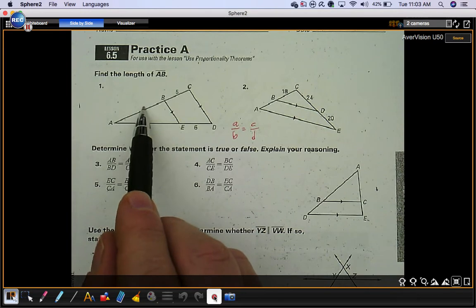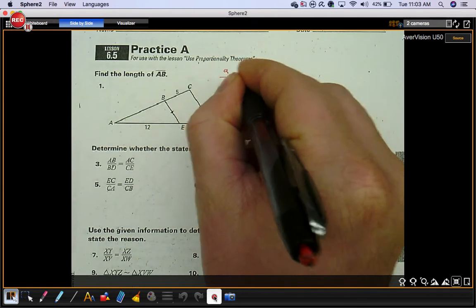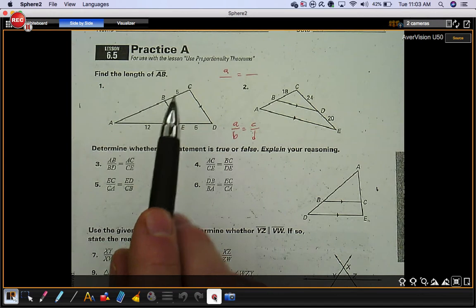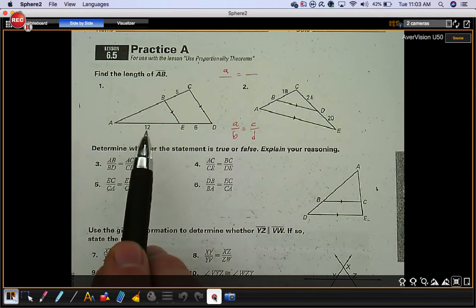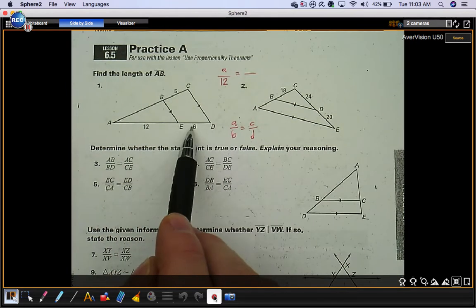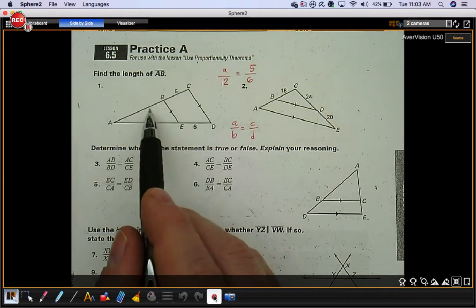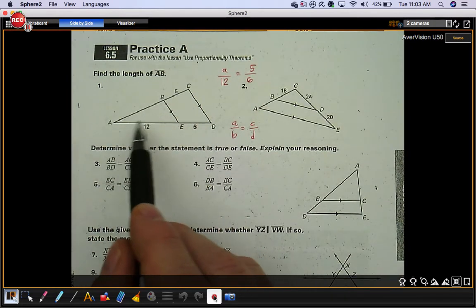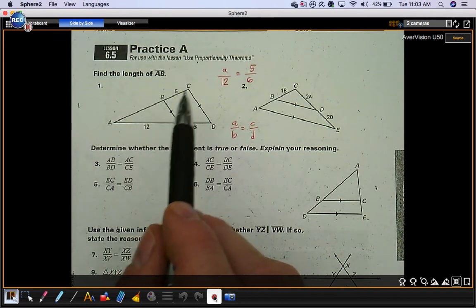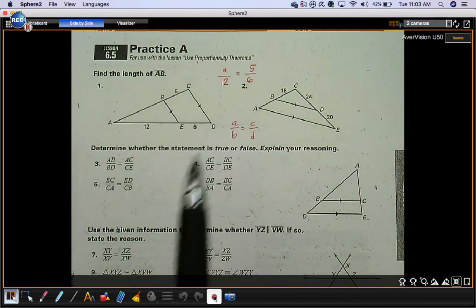So this would be our A, the thing that we're looking for. This could be our B, or this could be our B. It's up to you. There's a couple different ways you could do this. We'll call this the B right now. This would be the C, and this would be the D. We're comparing an entire side with an entire side. We're also comparing something that is not a side with its corresponding part that is not a side. That's why this proportion works.